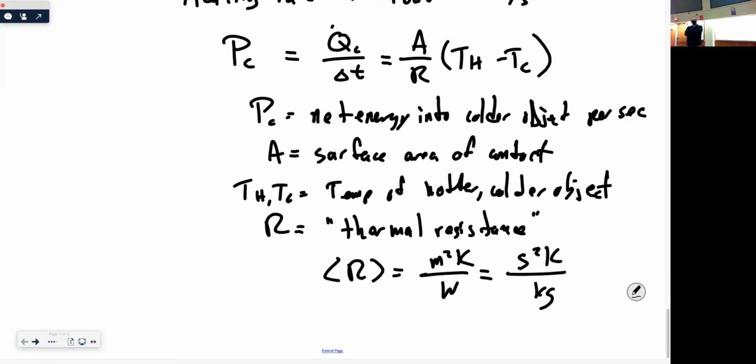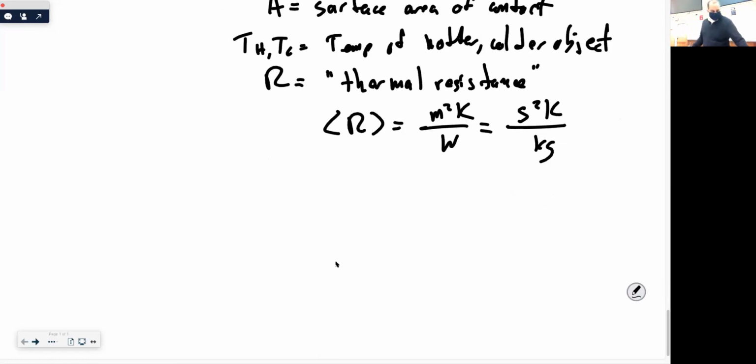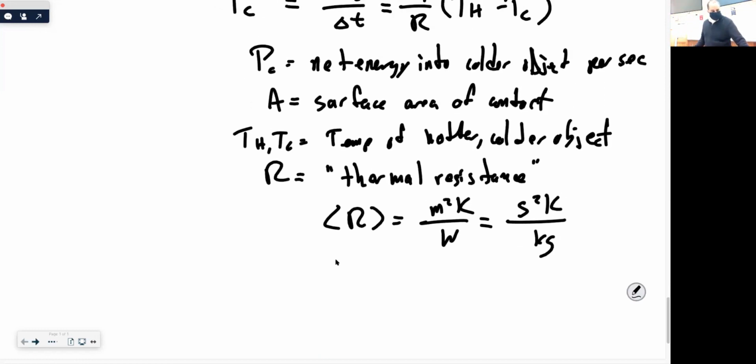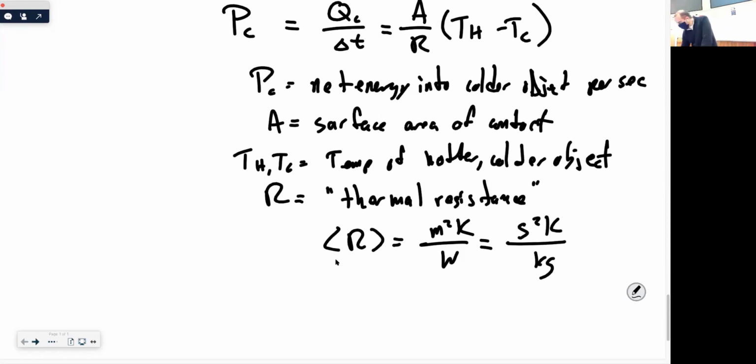I don't think there's a fancy name for this. It's a meter squared Kelvin per watt. Maybe if you devote your life to studying thermal resistances, this unit could be named after you someday, who knows? Okay, so why do we call it thermal resistance? It's similar to electrical resistance.